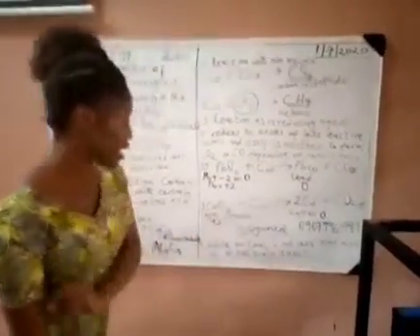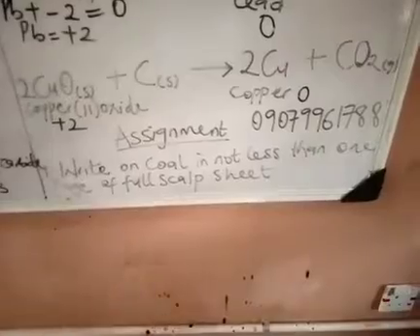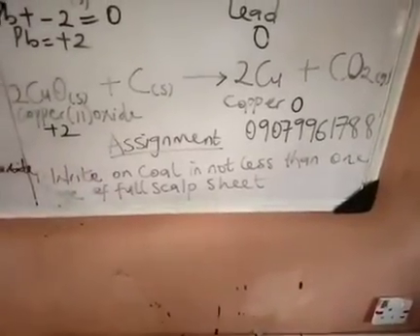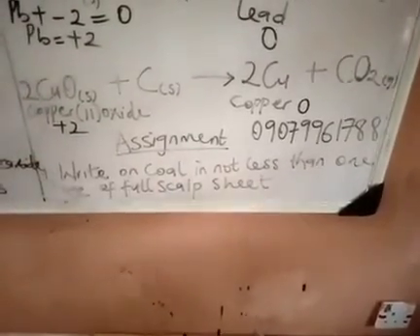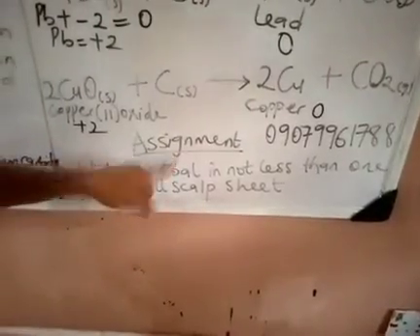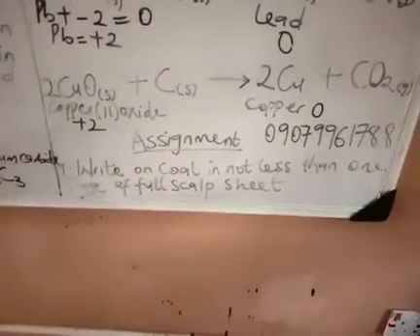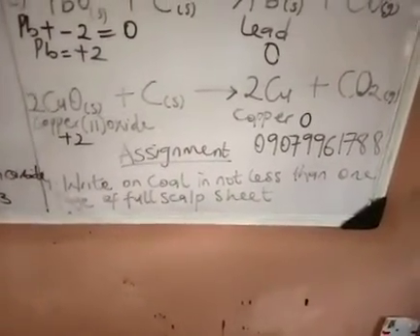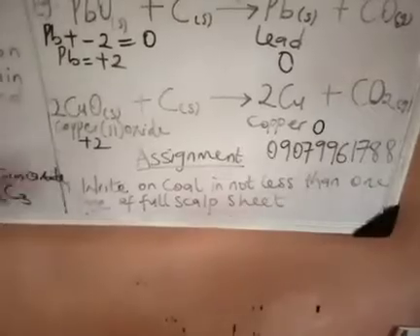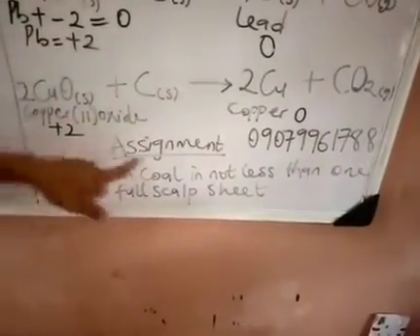Now, you write an assignment for me. Write on coal. Now, coal is an allotrope of carbon, so we are going to be treating that particular allotrope because of its wide range of activities. We are going to write about coal in not less than 1 page of a foolscap sheet. I don't want anybody to write just 2 lines or 3 lines for me. In not less than 1 page of a foolscap sheet, write on coal.